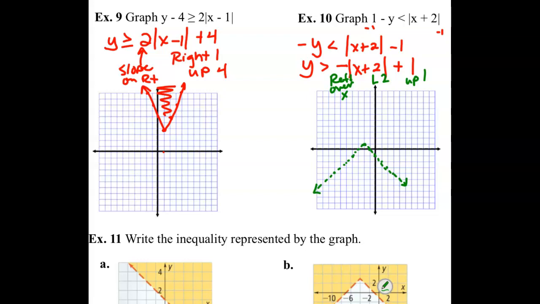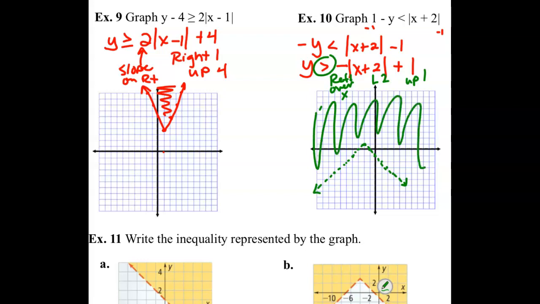Shading above or below? Look at our new one. Shading above or below? Above. That's why I'm asking these questions, because with absolute values, inside, outside, above, below, it depends on which way your V is pointing, right? If we want to be greater than, we have to be above the V. So in this case, above the V is outside of it.